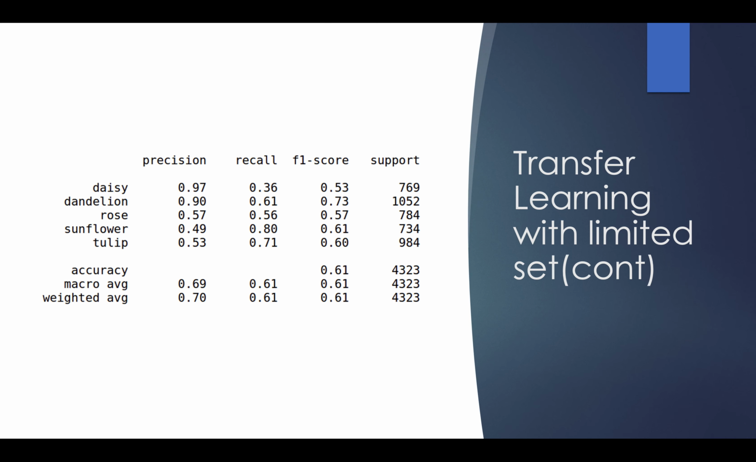Looking at some more detailed statistics here, we can indeed confirm that Daisy and Rose are the worst performers. Daisy is a little bit more surprising. We were expecting Rose and Tulip to be our most confused ones, but Daisy is the worst performer, especially in recall, where it only has a 36% recall sensitivity, which is pretty poor. Overall, we're looking at an accuracy and weighted average accuracy of 61%. Overall, I think this is okay. Not too happy with this.